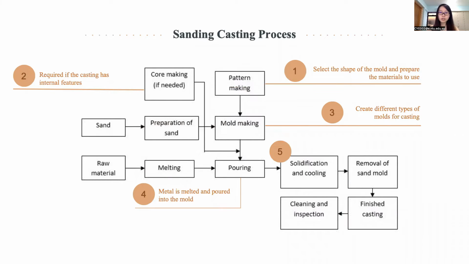The first step is to select the shape of the mold and prepare the materials to use, as mentioned in the previous slide. The second step is core making, which is optional and only required if the casting has internal features such as hole. The third step is mold making, which is to create different types of molds using the materials prepared in the first step. And now comes the most important step, which is pouring, where metal is melted and poured into the mold. And lastly, once the melted metal is cooled and solidified, the casting product is removed from the mold and cleaned.